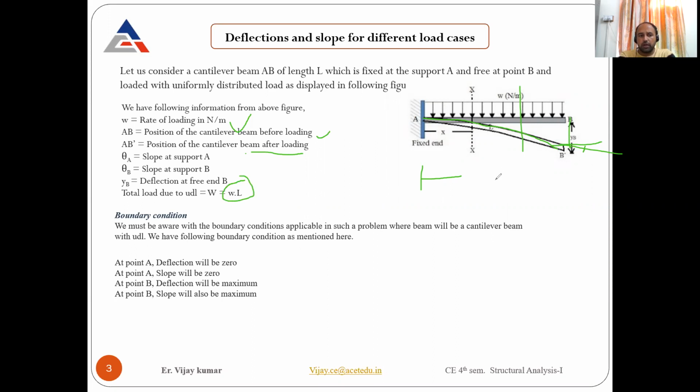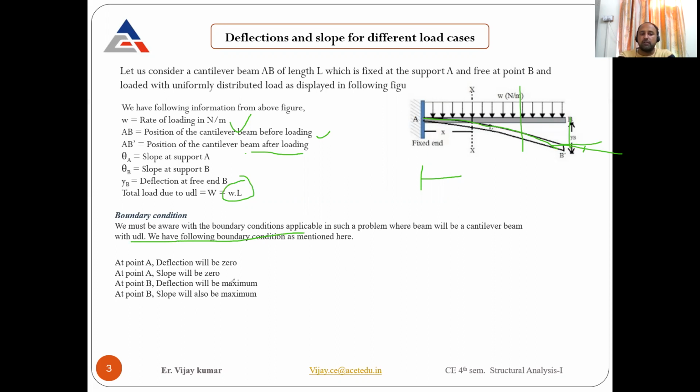Now, the boundary conditions are the known points where we know the slope and deflection before solving this problem. We must be aware of the boundary conditions applicable in such a problem, where the beam is a cantilever with a UDL. What are those? At point A, the deflection is 0 because it is a fixed support which does not allow the beam to deflect downward. At point A, the slope is also 0 because the fixed support does not allow rotation.